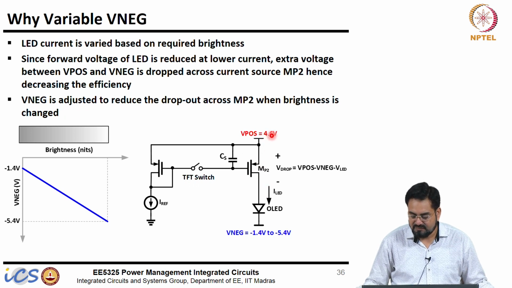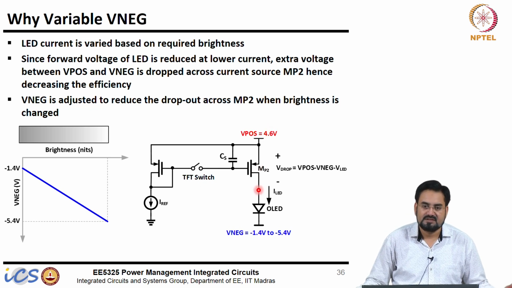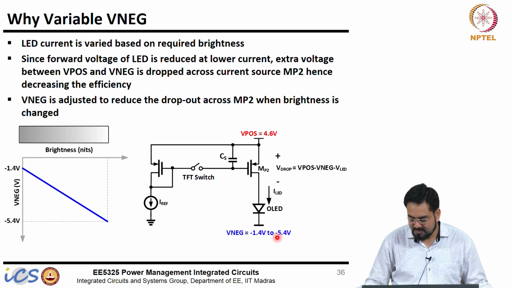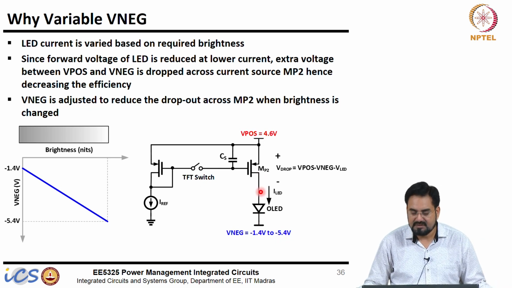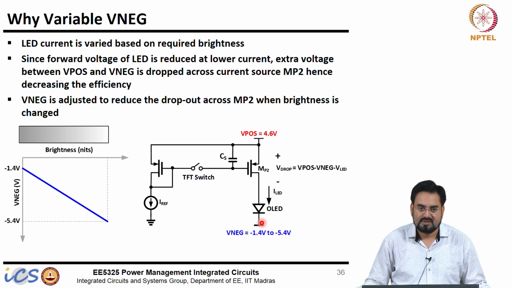So, out of this 4.6 volt, 500 millivolt will be dropped here, and this LED will see 4.1 volt. To simplify further, we can even say 600 millivolt, so you get 4 volt here. So, 4 minus, let us say, not 5.4 but minus 5 volt. So, you are getting 9 volt across this, correct.